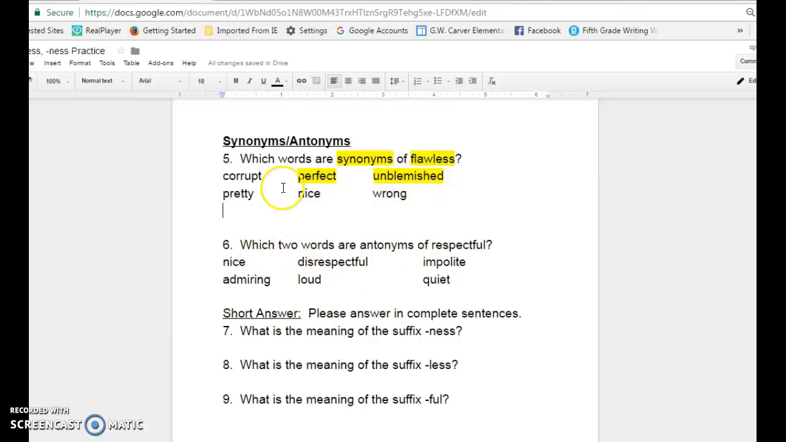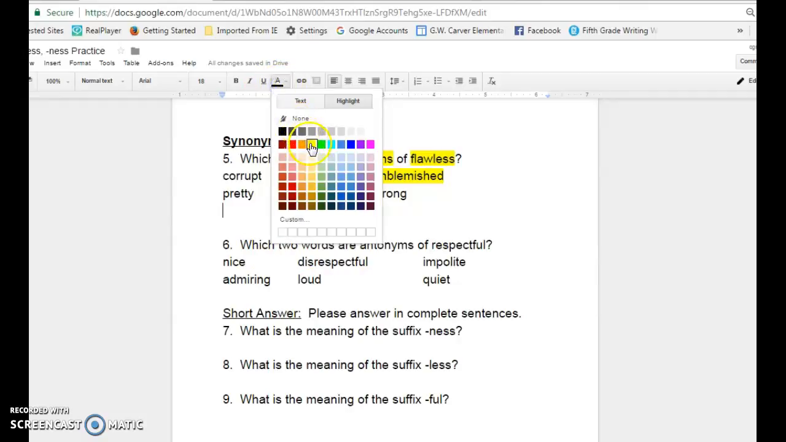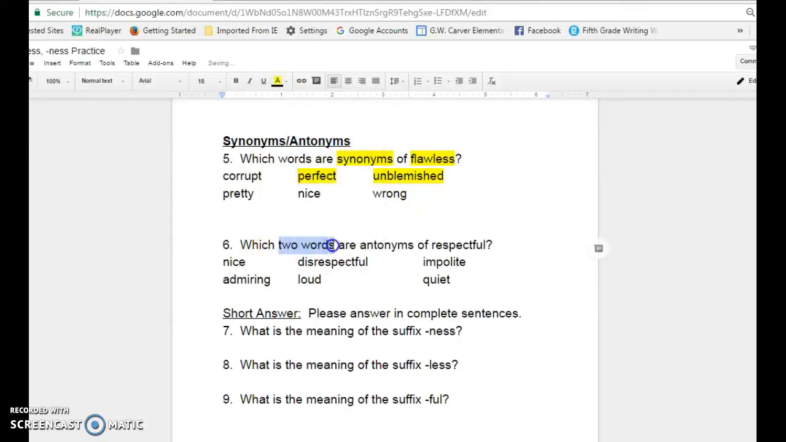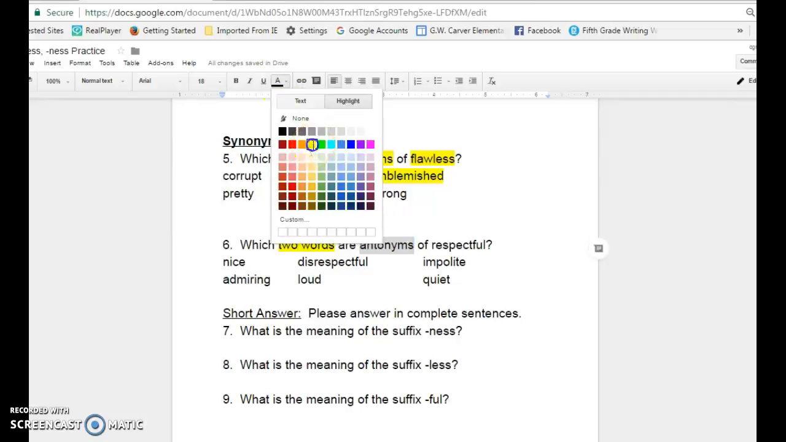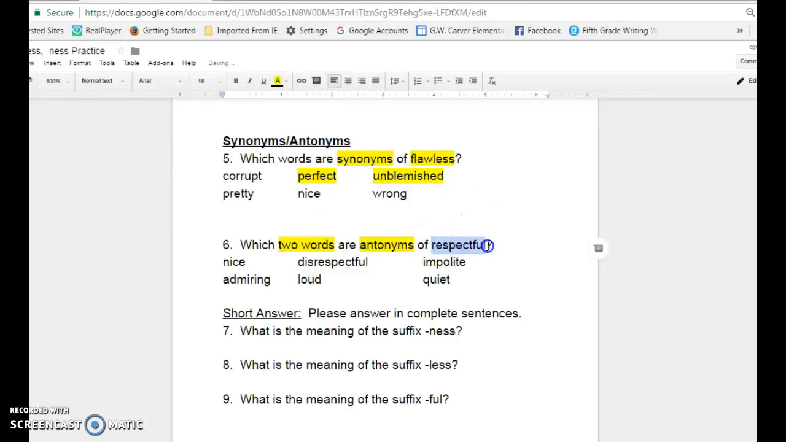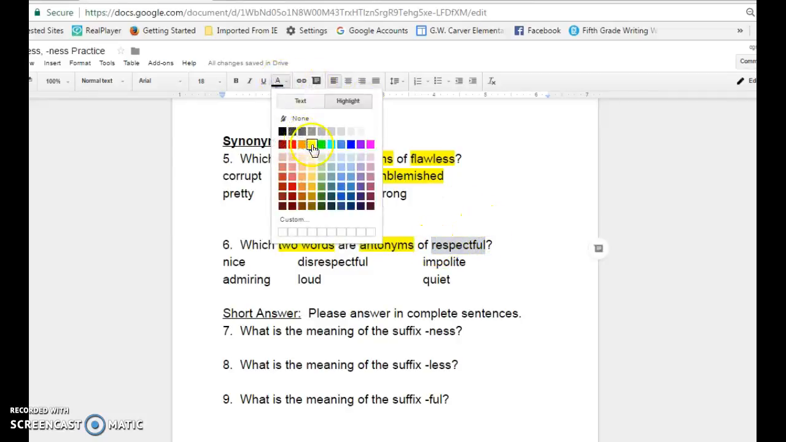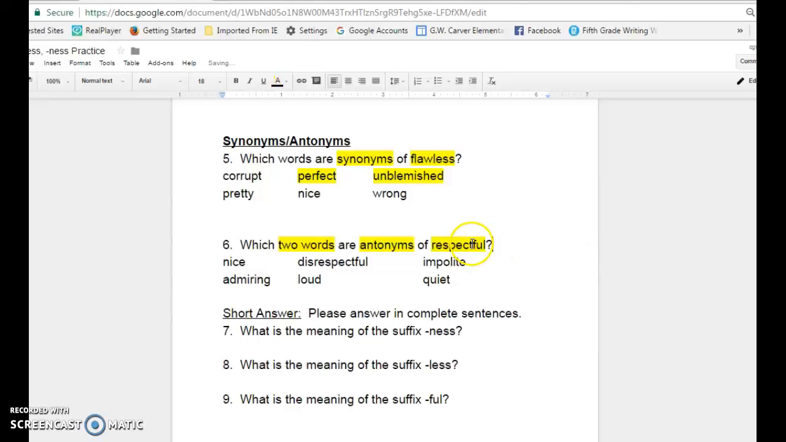Which two words are antonyms of respectful? Well, it tells us there are going to be two, so that's helpful. We need antonyms. Antonyms mean the opposite. So we need to figure out what respectful means and find the opposite. Well, respectful means full of respect. So picture someone that is respectful. If you're respectful, you're saying things like, please, thank you. You're treating others with respect.